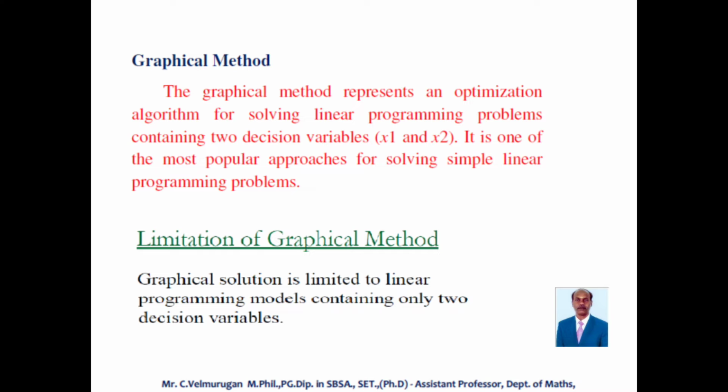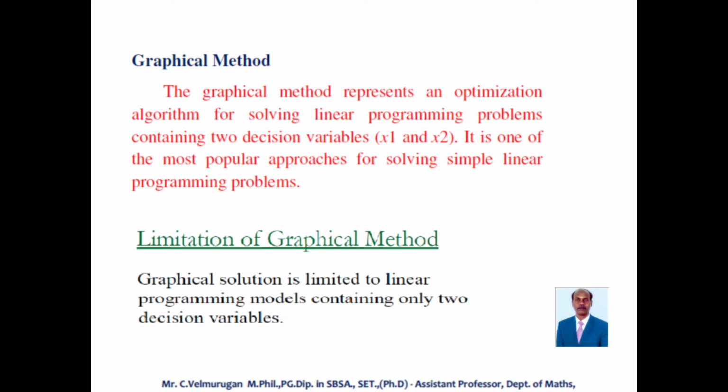So what is the graphical method? The graphical method represents an optimization algorithm for solving linear programming problems containing two decision variables, say x1 and x2. It is one of the most popular approaches for solving simple linear programming problems.